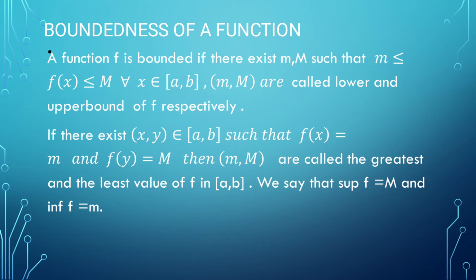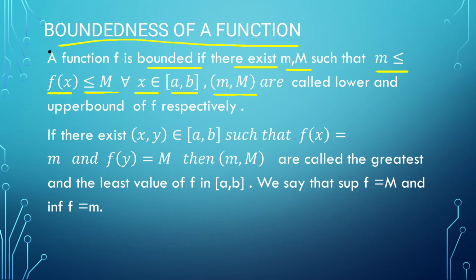Okay, let's look at another key thing about functions. Another property is called boundedness of a function. We say a function f is bounded if there exist a small m and a capital M such that m is less than or equal to f(x), and f(x) is less than or equal to capital M, for all x in the closed interval [a, b].